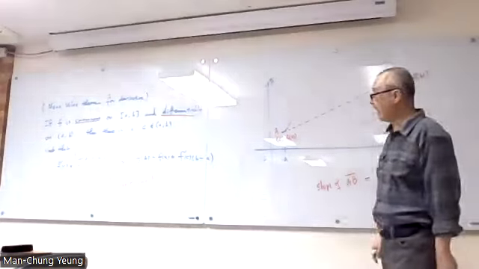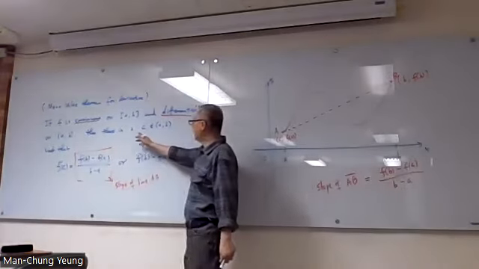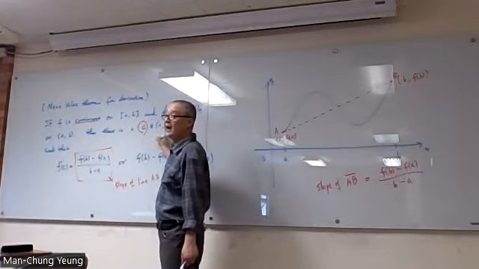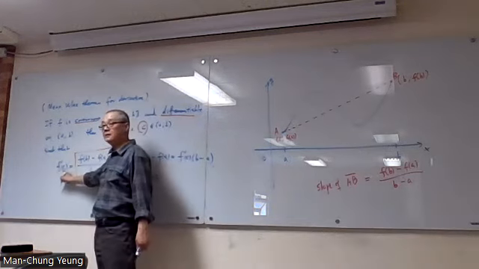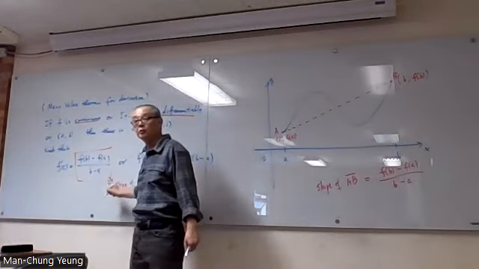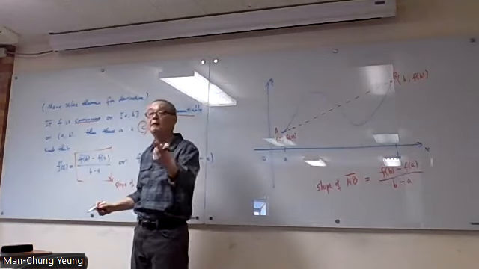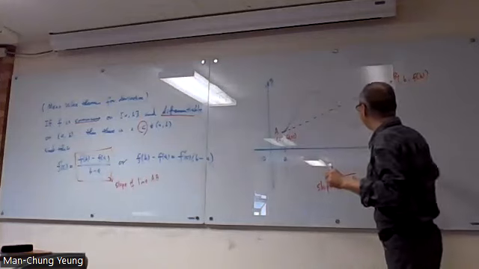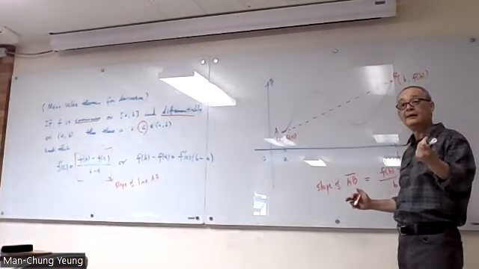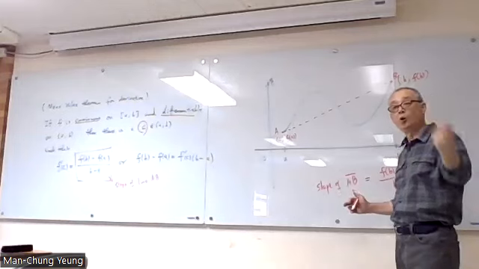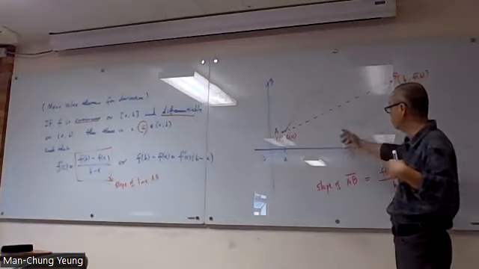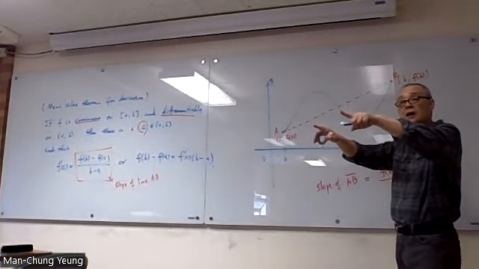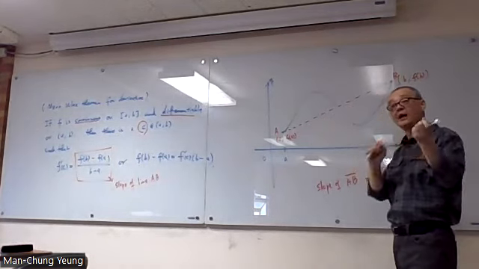The mean value theorem says that there is a point C between A and B such that the derivative at C is equal to the slope of line AB. Derivative is the slope of the tangent line. Between A and B, I can find a tangent line whose slope is equal to the slope of line AB. The two lines are parallel. When slopes are equal, the lines are parallel.